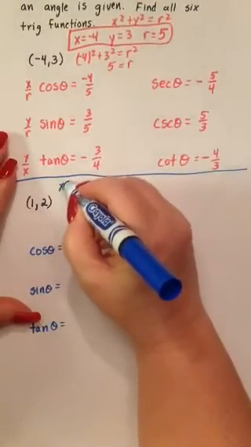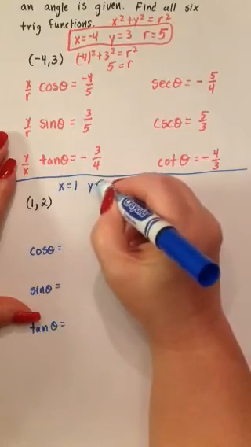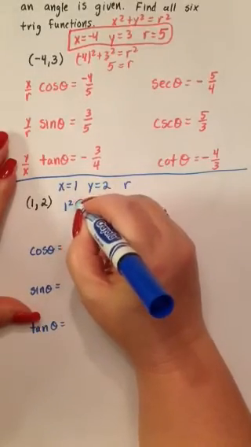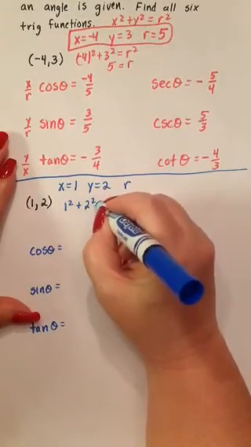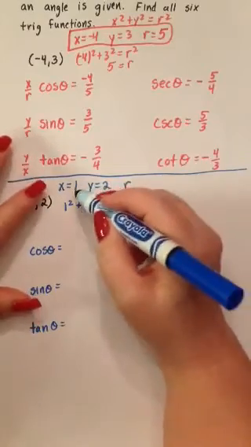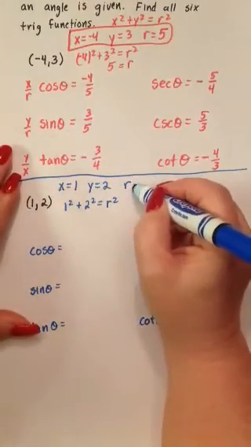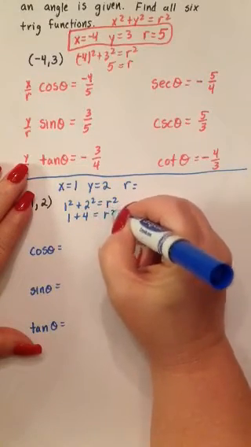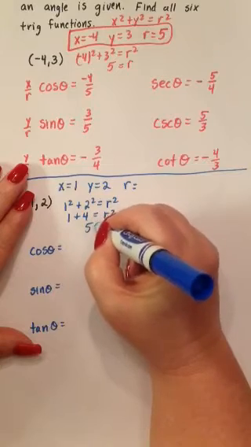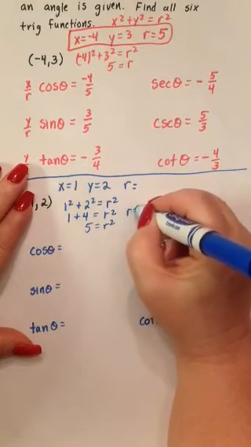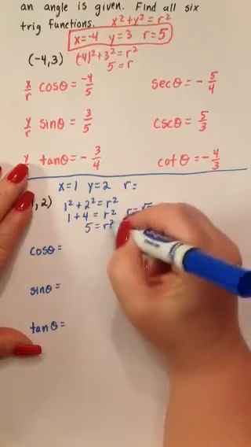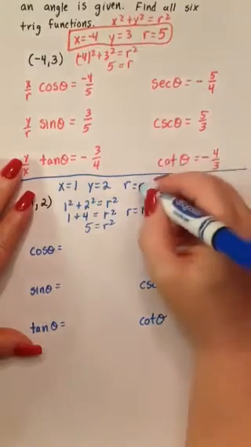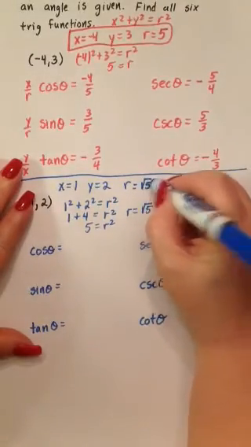So in this problem, we already know x is equal to 1 and y is equal to 2, and what I'm missing is r. So I know that 1 squared plus 2 squared is equal to r squared, because we know that formula, x squared plus y squared equal to r squared. It's just really the Pythagorean theorem. So this would be 1 plus 4 is equal to r squared. So 5 is equal to r squared. So r is going to be equal to the square root of 5. Just take the square root of both sides. Normally it'd be plus or minus, but we're going to say a radius has to be positive. So r is square root of 5.